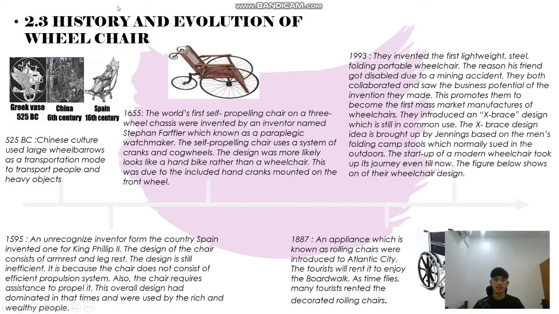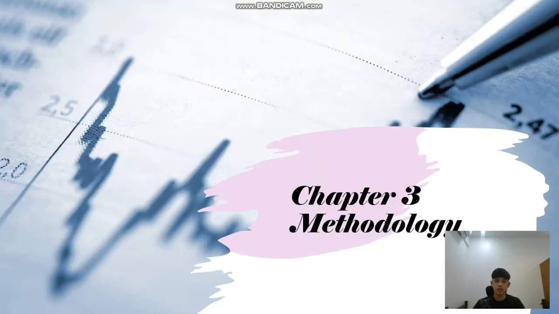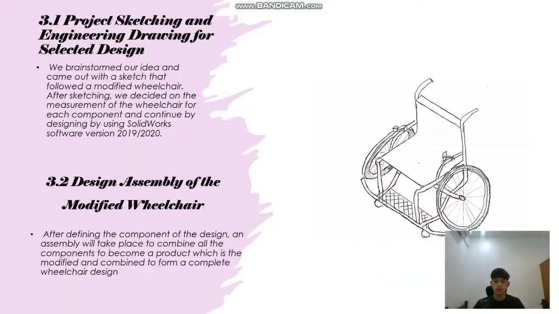Hello, my name is Leslie, and section 2.3 is the history and evolution of the wheelchair. The first wheelchair was invented in 525 BC, and right now we are using the latest model, which is a lightweight, folding, portable wheelchair. Next is chapter 3, methodology.